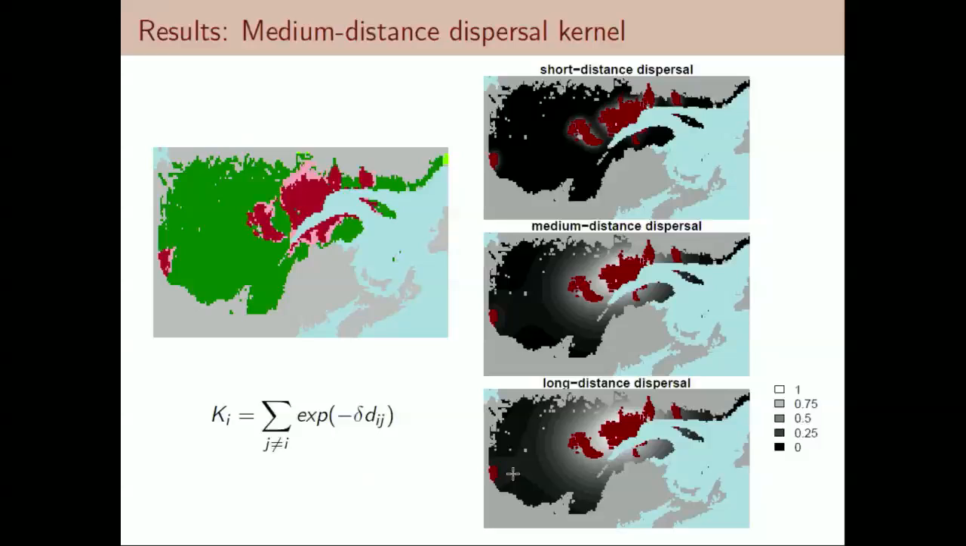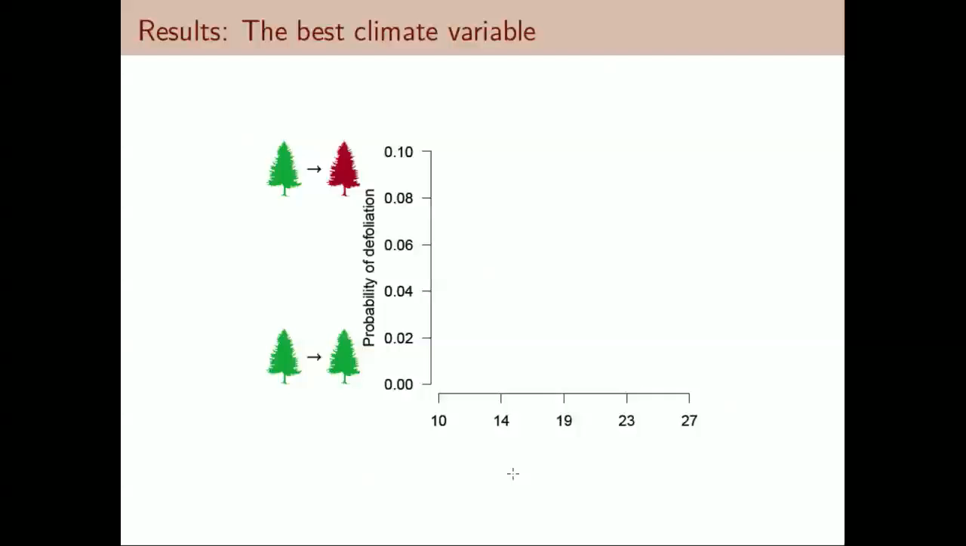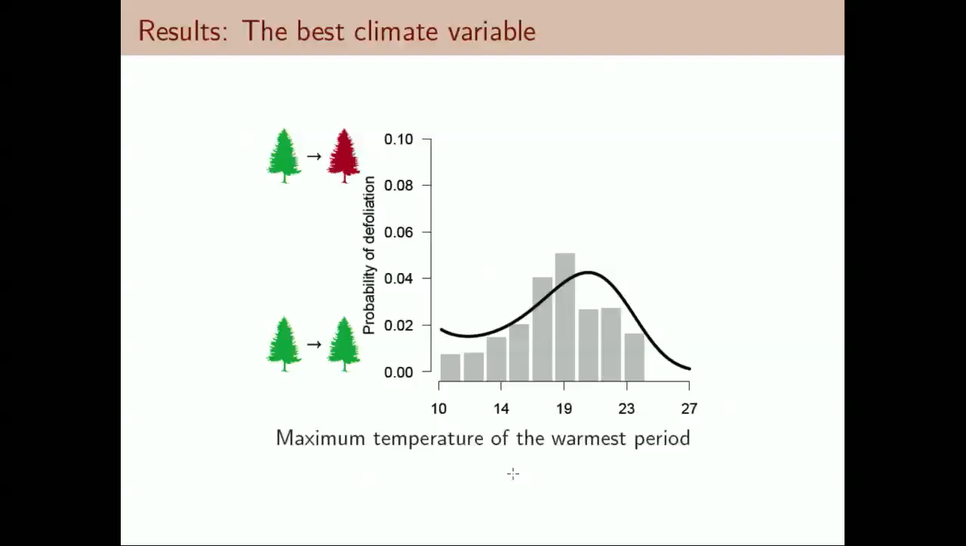And then I also tested which climate variable, so which climate in the previous year, had the biggest effect on a new outbreak occurring in one location. I tested different climate variables, and the best one was the maximum temperature of the warmest period in the previous year, which is logical because insects like warm temperatures. On the x-axis, you can see the temperature. The optimum for an outbreak occurring was around 19 degrees. And the black line is the statistical model, the GLM, for this.